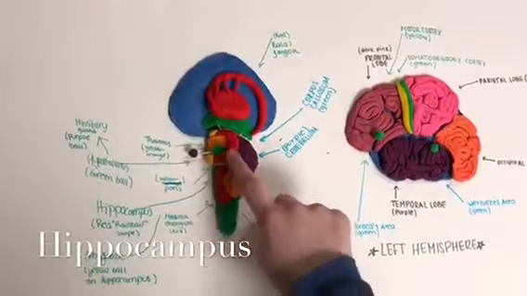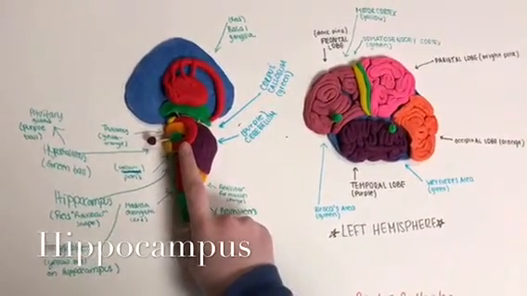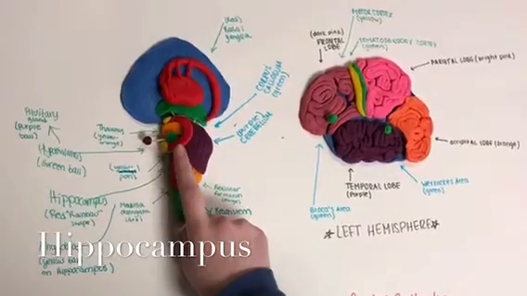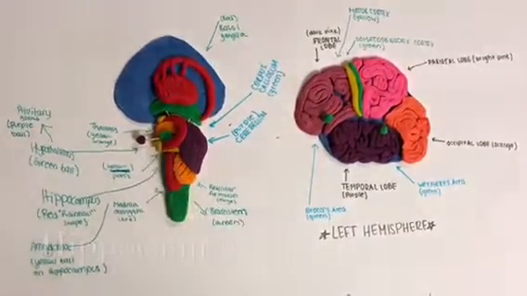Pictured here is the hippocampus. It's like the red rainbow shape. The hippocampus is involved in learning and the storage of long-term memories. If the hippocampus is damaged, then people lose their ability to form new memories.